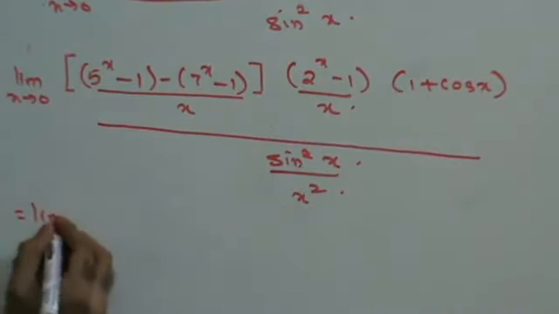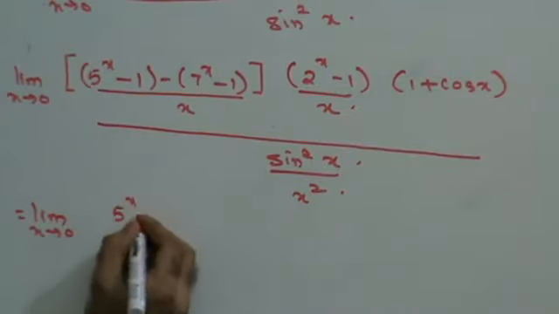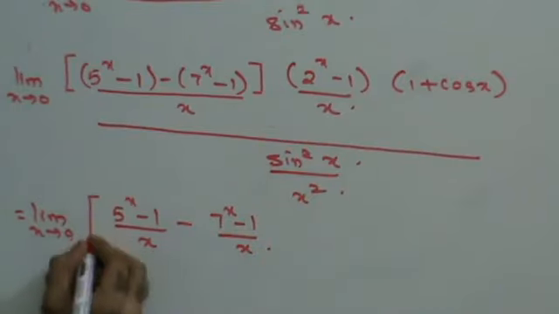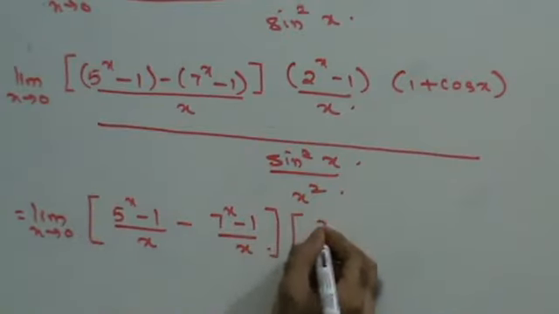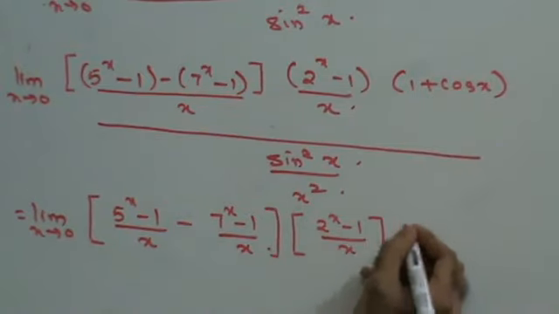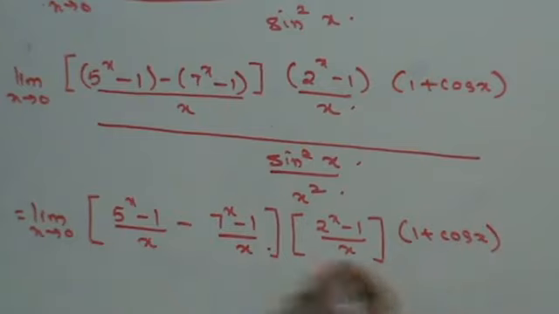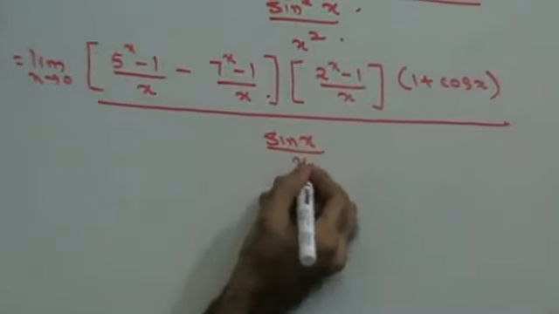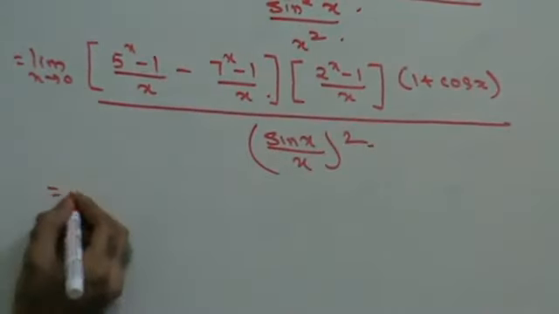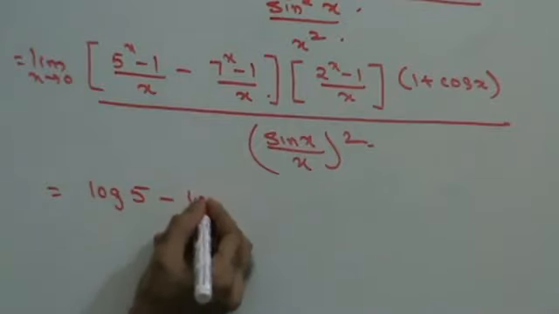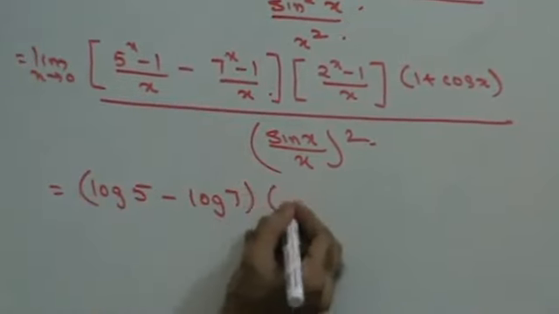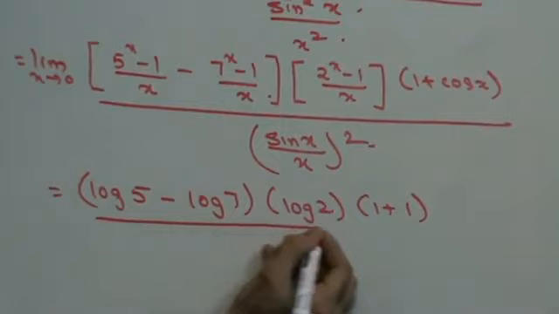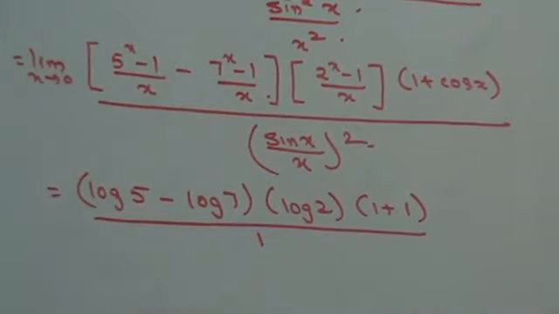This can be written as limit of x tends to 0, 5 raised to x minus 1 upon x, I am splitting the numerator, 7 raised to x minus 1 upon x, 2 raised to x minus 1 upon x, 1 plus cos x, and in the denominator you can take square term common, so this will be sin x upon x the whole square. This is going to be log 5 minus log 7, log 2. 1 plus cos of 0 is 1 plus 1, and sin theta upon theta is 1.